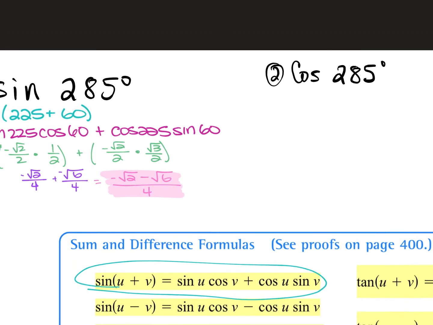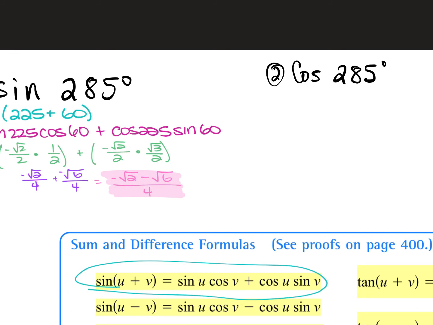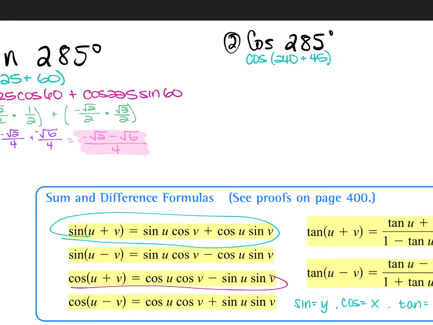If we look at number 2, we're taking the cosine of 285 degrees. Since we used the 225 and the 60 for the first question, for this one we said that we're going to use the 240 and the 45 degrees. So we're just going to take cosine of 240 plus 45 degrees. So cosine addition, we're using this formula here. That's going to be the cosine of 240 times the cosine of 45 minus the sine of 240 times the sine of 45.